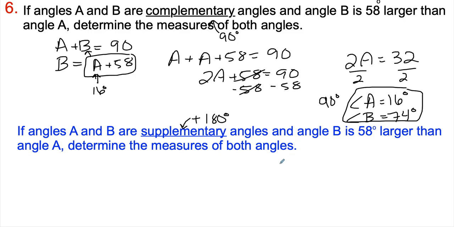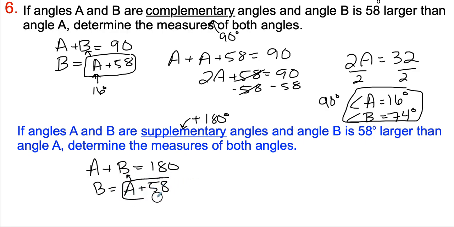Okay, so for the second part of 6, I want you to give this a try. And then we will get to the homework. So, supplementary angles, angle A, angle B, those two are going to get us 180. And then it says B is 58 larger than angle A. So exactly the same equations as the other one. Take these, plug them into here. A plus A plus 58 equals 180. We're just working with a larger number here now.